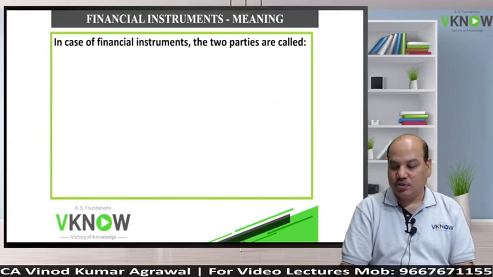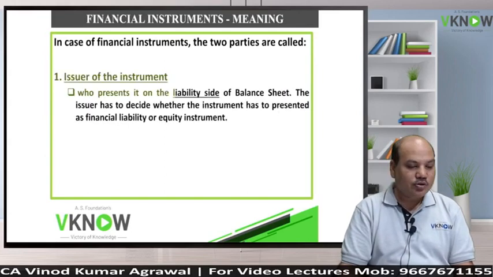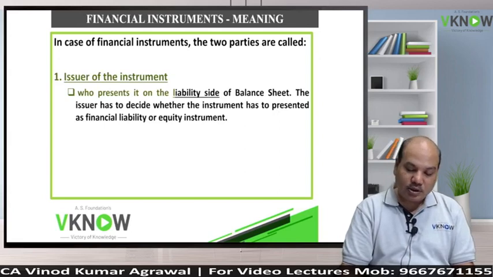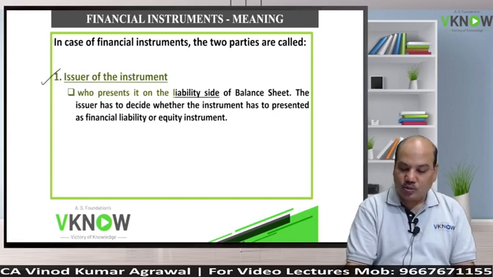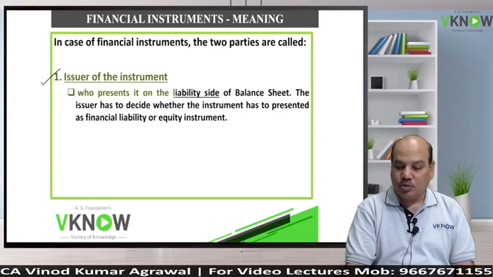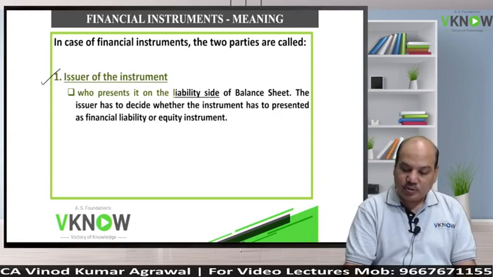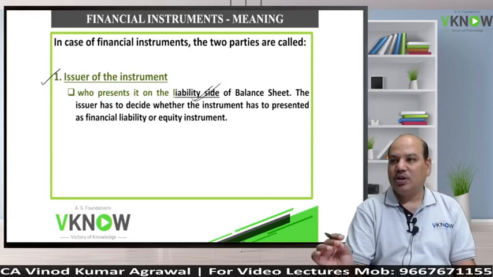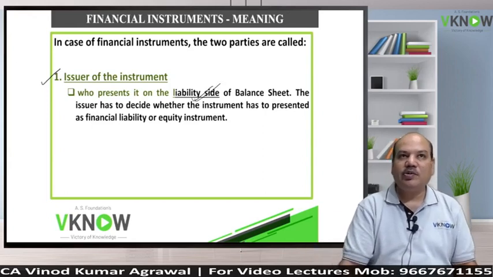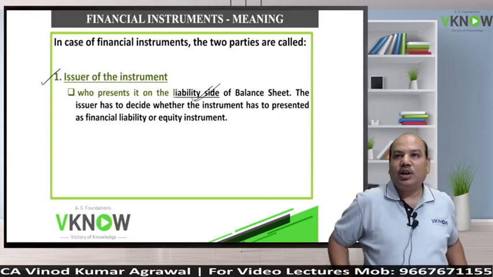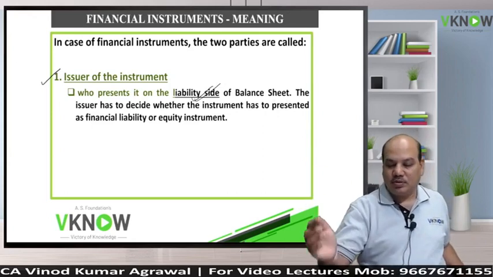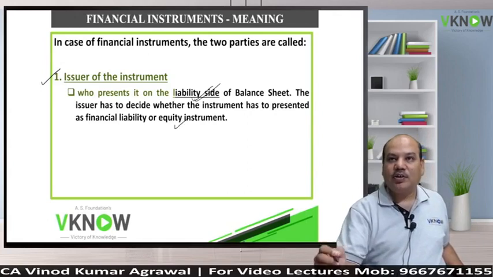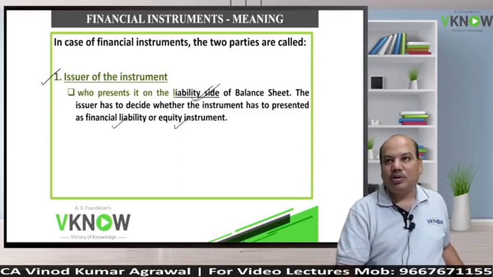In case of a financial instrument, there are two parties involved. The one party we will call the issuer of the instrument. The issuer of that instrument will be presenting it on the liability side of the balance sheet. Share issued by a company will be presented on the liability side. But on the liability side, there are two possibilities. Either it can be treated as an equity instrument, then it will form part of equity, or it will form part of liability.